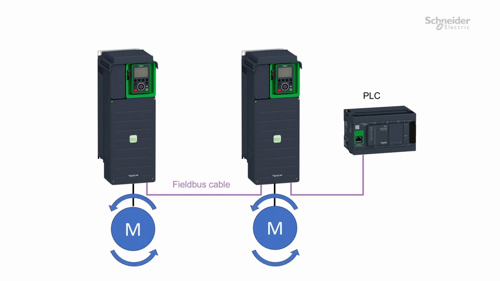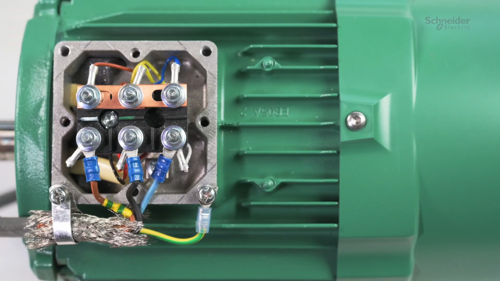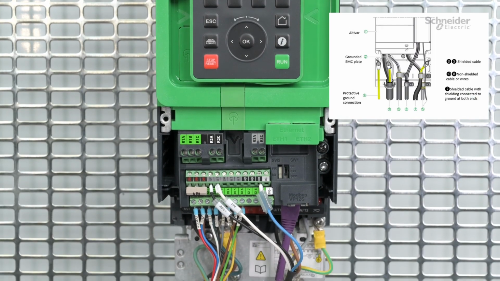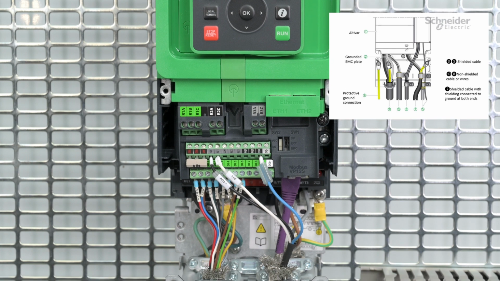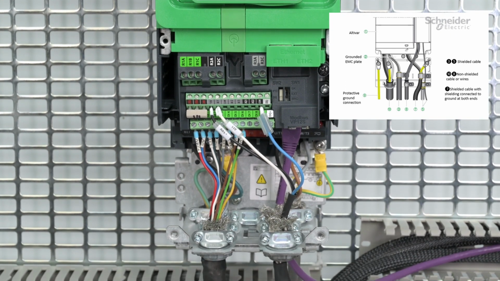You must check that the wiring rules are followed. These wiring rules are provided with details in the installation manual of the ATV 600. You can download it on www.se.com. To summarize, to avoid EMC disturbance, it is mandatory to connect the motor cable shield to the ground. Both the product and the PLC must be connected to the ground. The shielding of the motor cable must be connected to the EMC plate of the product.